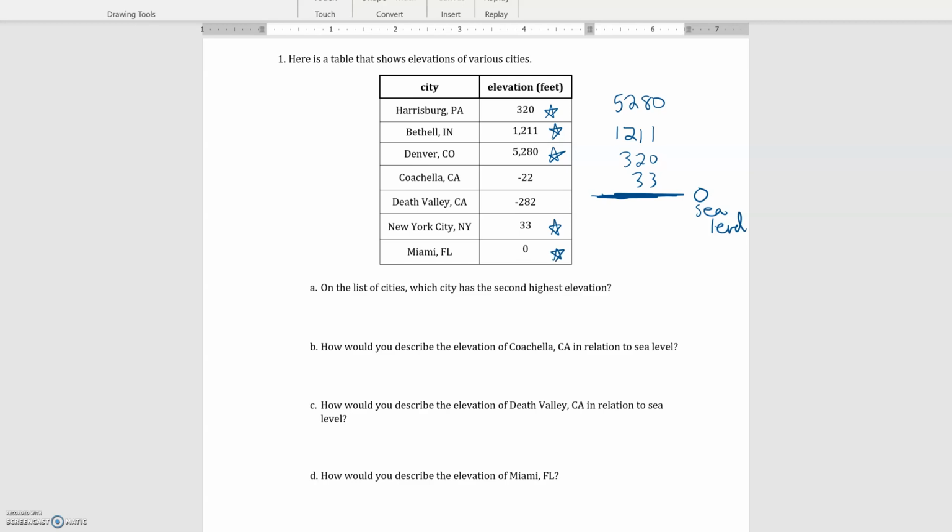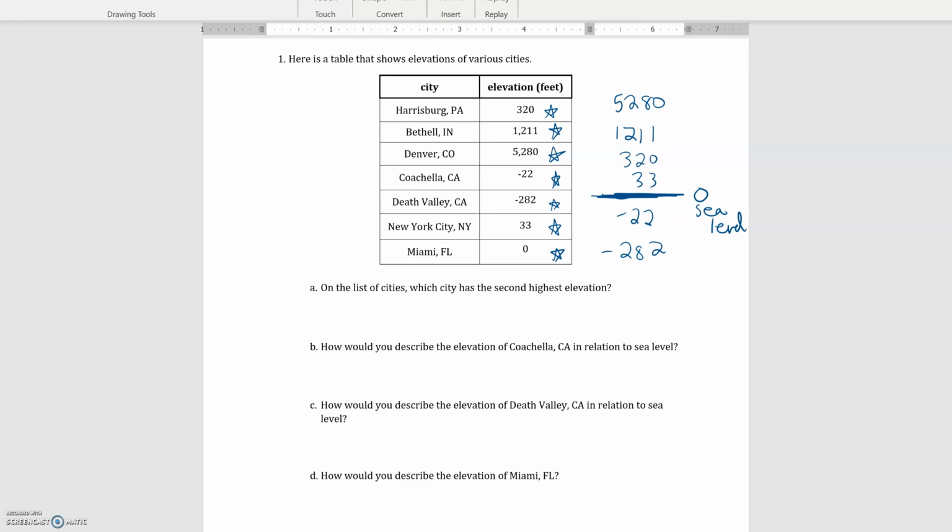And I see I have 2 negative elevations. Negative 22 is closer to 0. It's only 22 units away. So I'm going to put that next, negative 22. And then my lowest elevation is negative 282. That is much further away from 0 than negative 22. So having my annotation here on the side will help me answer my questions regarding the situation.